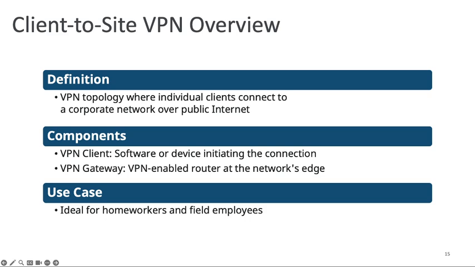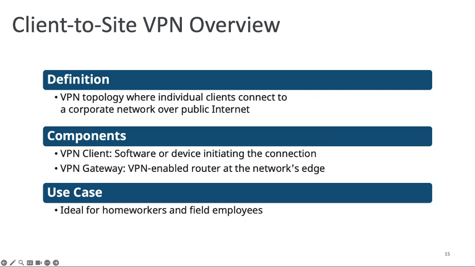One of them is the client-to-site VPN, and the other is the site-to-site VPN. So we have two of them, right? Client-to-site VPNs allow individual clients to connect to a corporate network over a public network like the internet. That means one computer to the actual site, like your main office. So people that work from home could actually connect through a VPN.